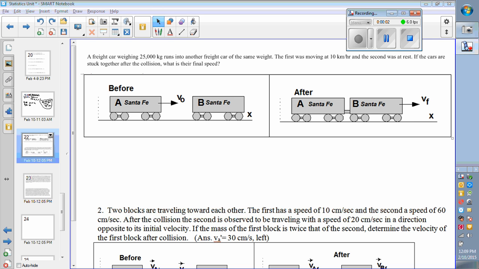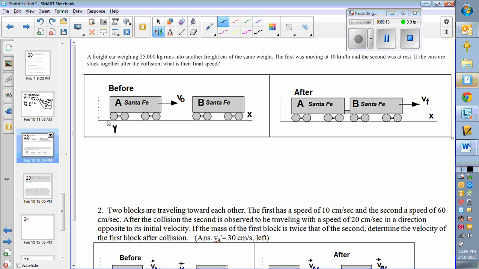Okay, so let's take a look at this physics worksheet that I gave you on momentum and the conservation of momentum. What we'll look at here in the first question is you have one freight car, mass A is 25,000 kilograms, and mass B is also 25,000 kilograms. Before, this one was moving 10 kilometers per hour, VA, which turns out to be 2.78 meters per second.